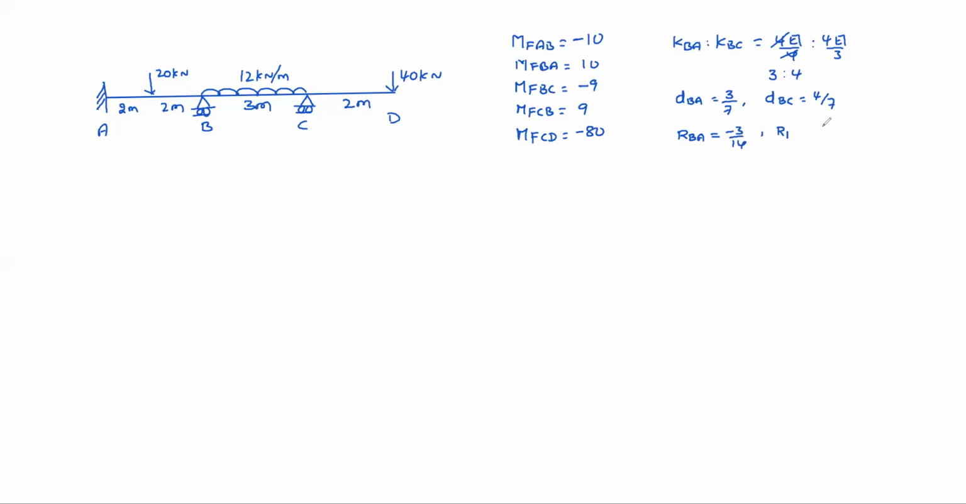RBC equal to minus 2 by 7. Okay, now what else we want? So we can start. Span 1, span 2, span 3. See, we are operating at C also. Initially we are fixing at C also, right? That's why we are considering the fixed moment here. KBC we have taken 4EI by 3 because we fixed at C also. That we need to remember.